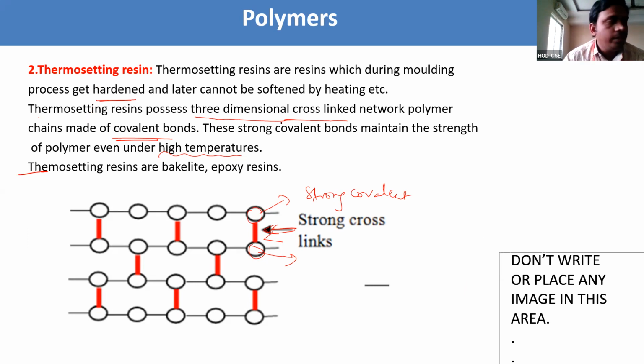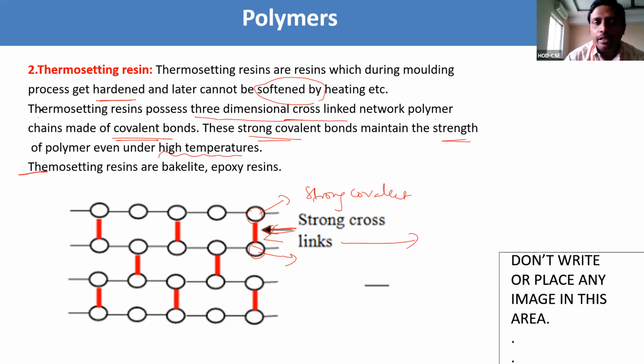Thermosetting resins possess a three-dimensional cross-link network of polymer chains made up of covalent bonds. This strong covalent bond maintains the strength of the polymer even at high temperature. Even if you apply high temperature, these bonds never break. That is why thermosetting resins are hardened and cannot be softened by heating. In the thermoplastic resin we can convert the hard into the soft, and again on cooling the soft becomes hard. But that does not take place in the thermosetting resin.